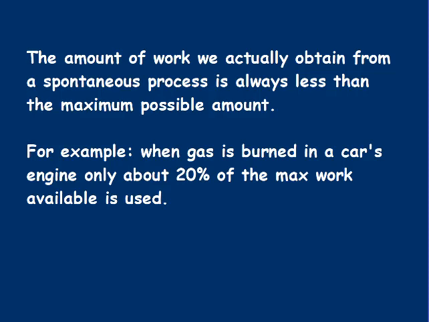The amount of work that we actually obtain from a spontaneous process or a thermodynamically favored process is always less than the maximum amount possible, though. If we had a delta G of negative 50 kilojoules, we're not going to be able to do 50 kilojoules of work because we're going to lose some of that energy in different forms, such as friction or heat to the surroundings. For example, when gas is burned in a car's engine, only about 20% of that maximum work available is actually used.